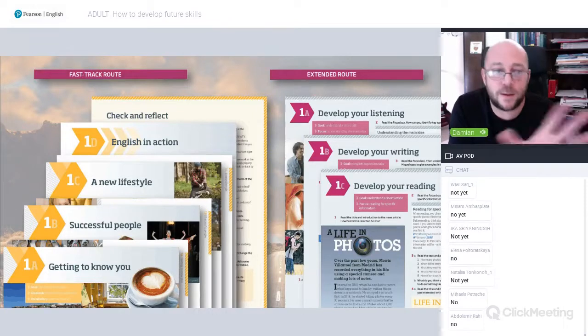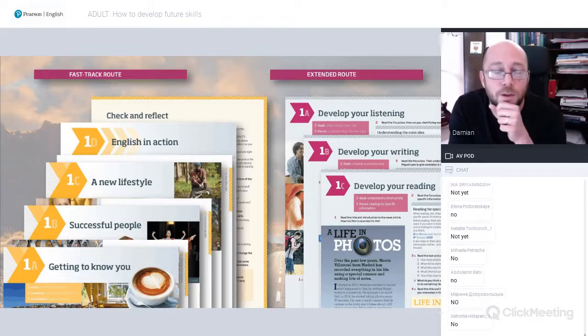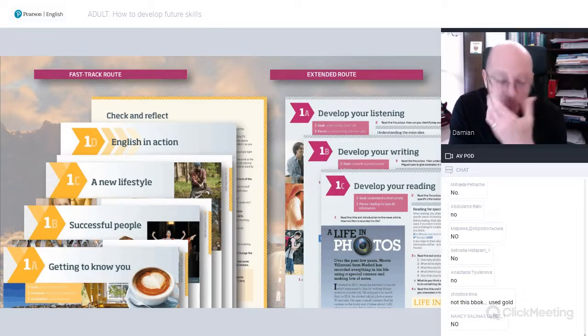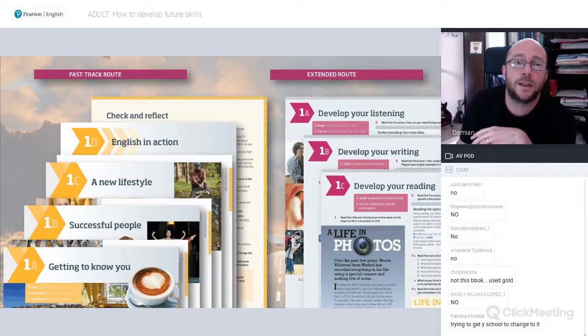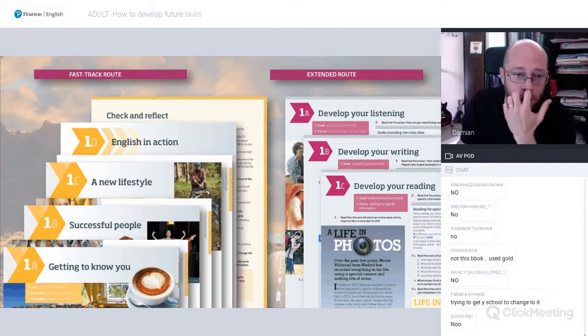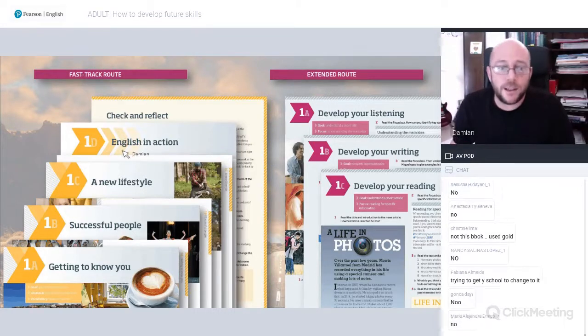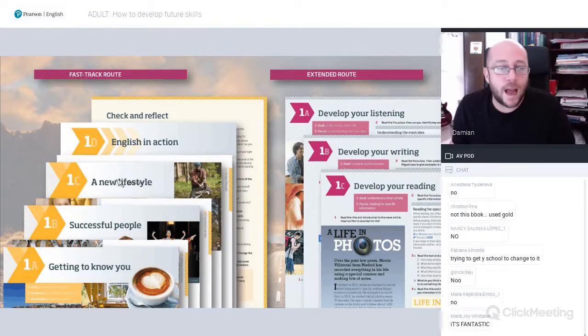So basically, this is a basic structure. It's a two-tiered approach. So you have what we call the fast track route, which is what you're probably more familiar with in a traditional course book. Within this fast track route, we have 10 units, and within each unit there are 4 main lessons. The first 3 of these, A, B, and C, all lead towards a communicative speaking goal.